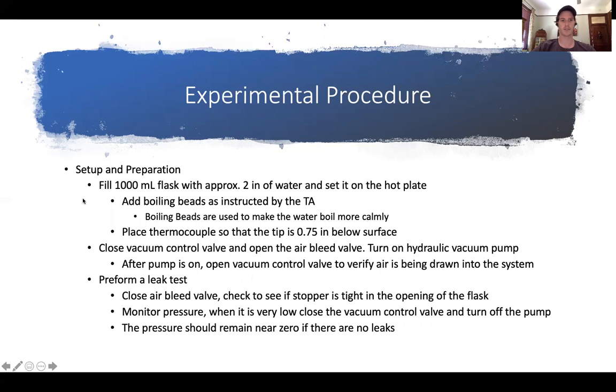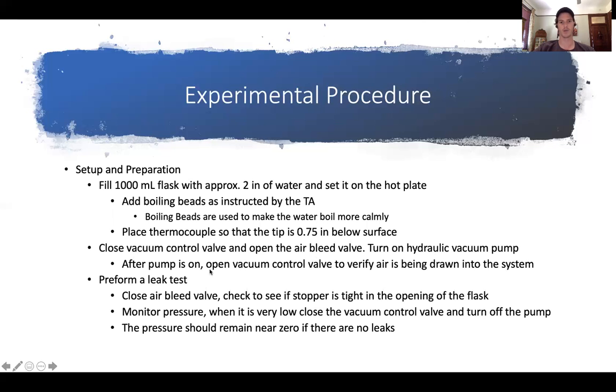Preparation: we want to fill our 1,000 milliliter flask with approximately 2 inches of water and set it on the hot plate. We want to add boiling beads as instructed by our TA. The boiling beads serve a purpose to make the water boil more calmly. It reduces the bubbles and erratic behavior. Then we place the thermocouple so the tip is about 3/4 of an inch below the surface of the water. Then we close our vacuum control valve and open the air bleed valve, and we turn on our hydraulic vacuum pump, which was the centrifugal pump on the previous slide.